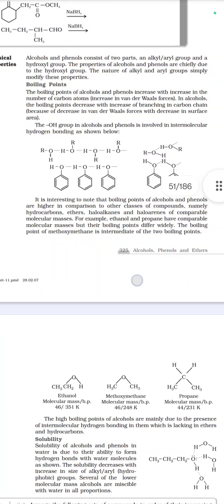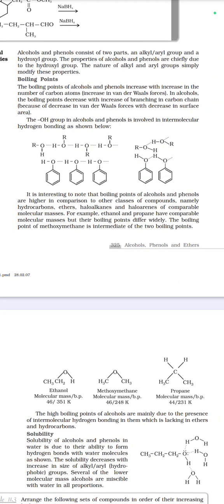11.4.3 Physical properties. Alcohol and phenol consist of two parts, an alkyl or aryl group and a hydroxyl group. The properties of alcohols and phenols are chiefly due to the hydroxyl group. The nature of the alkyl and aryl group simply modifies these properties. Boiling points. The boiling point of alcohols and phenols increases with the increase in number of carbon atoms, due to increase in van der Waals forces. In alcohols, the boiling point decreases with the increase of branching in a carbon chain because of decrease in van der Waals forces with a decrease in surface area.